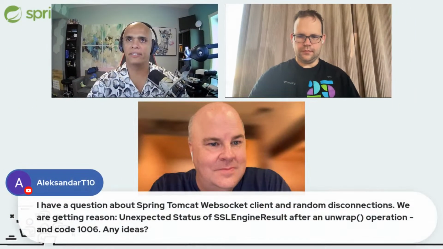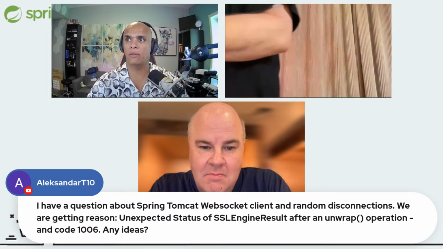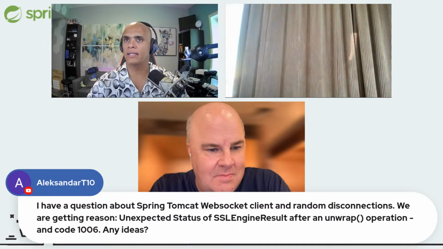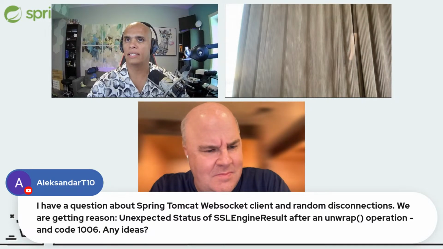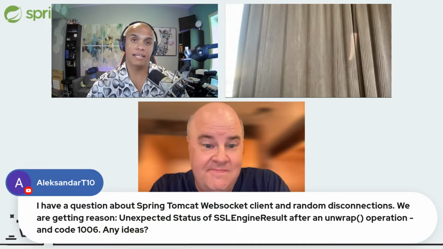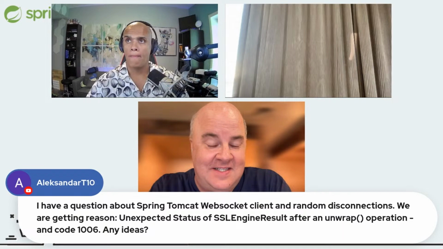And Alexander says, I have a question about Spring Tomcat WebSocket client and random disconnections. We are getting the reason "unexpected status of SSL engine result after an unwrap operation" and a code. Oof. I can say that I have not seen that. Have you seen that? No, I'd have to see the stack. It's like a classic stack trace.